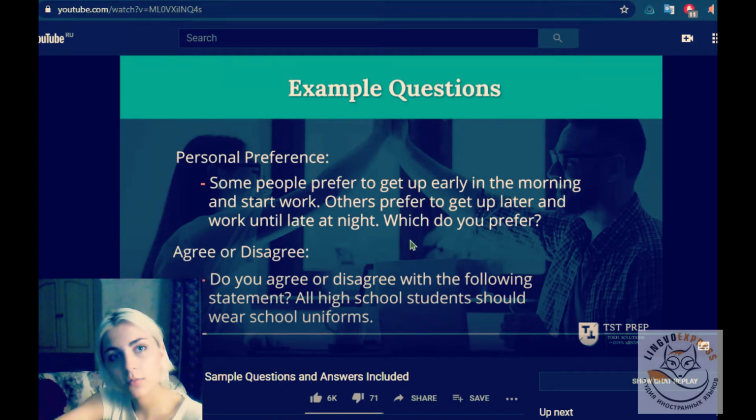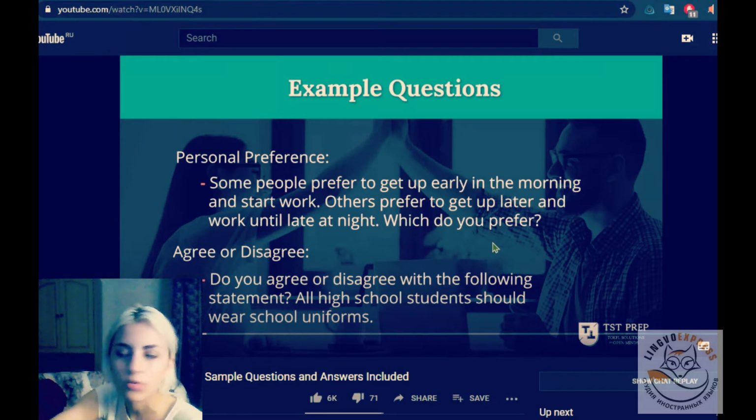And also there could be an agree or disagree type of question in the first one. Do you agree or disagree with the following statement? All high school students should wear school uniforms. Which is a good question, and you should say if you agree or disagree and shortly state why. You can put 2 to 3 arguments, you can put only 1. You don't have to talk too much. Remember, you have only 45 seconds.